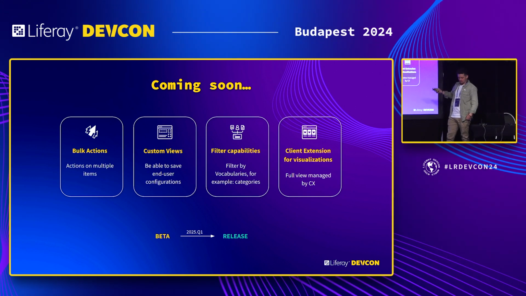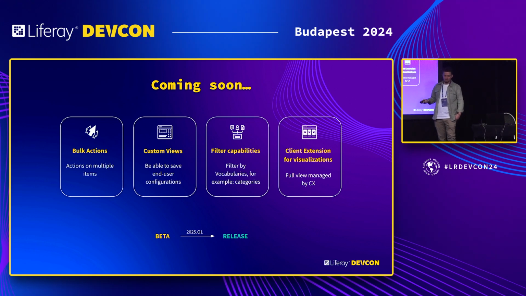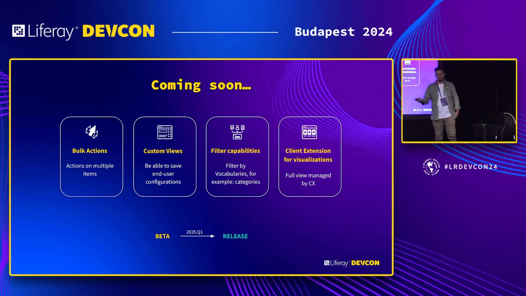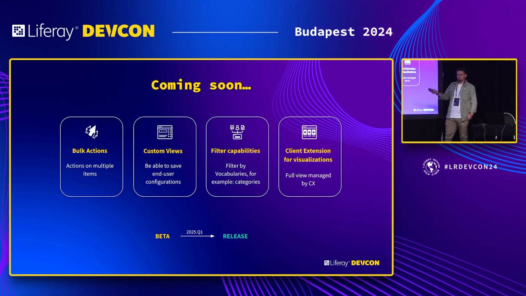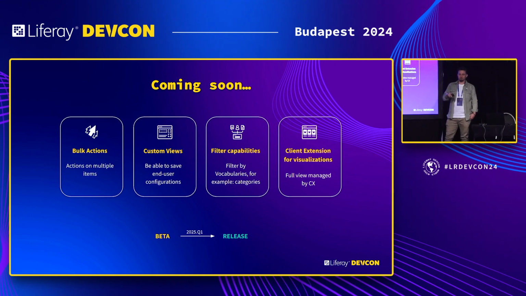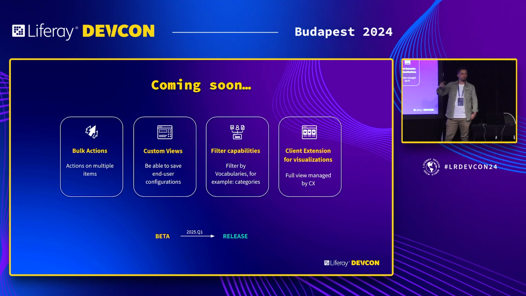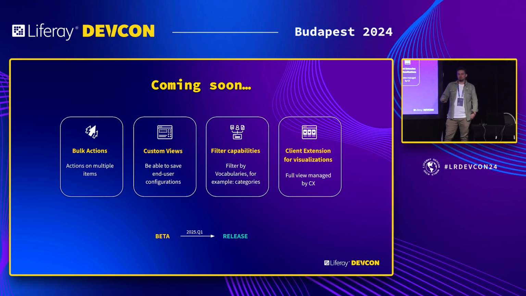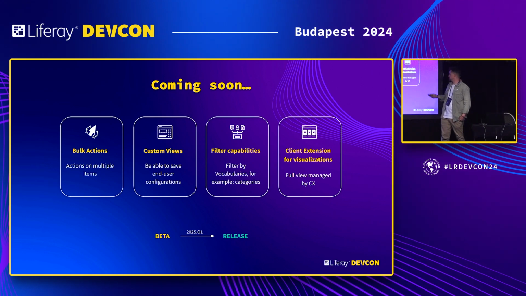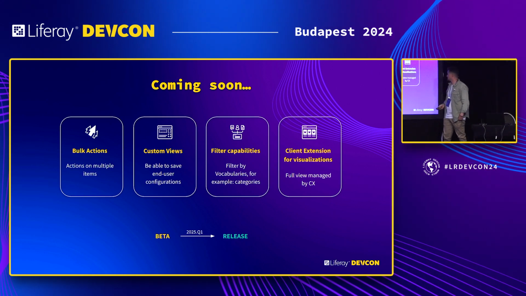And last, we will be working also in client extensions. We have 3 visualizations now, but we want to provide a client extension so you are in control of the visualization. So if you want to do a gallery or a Tinder view that you move things left and right, you could do with that.